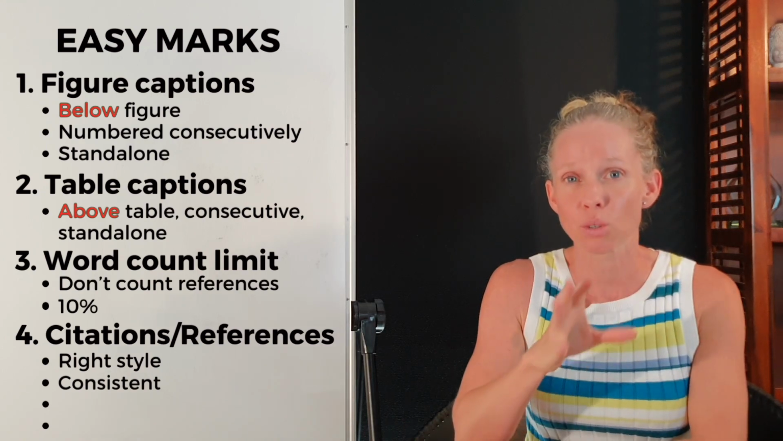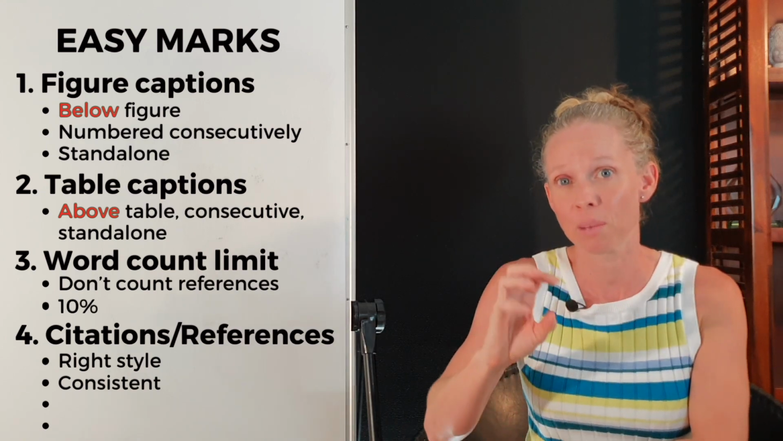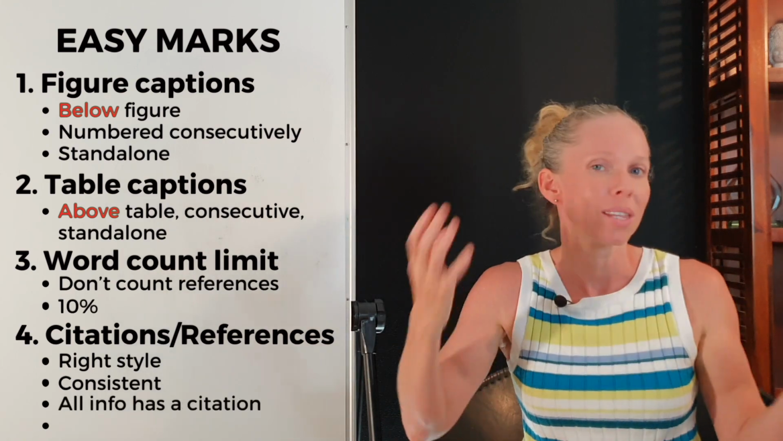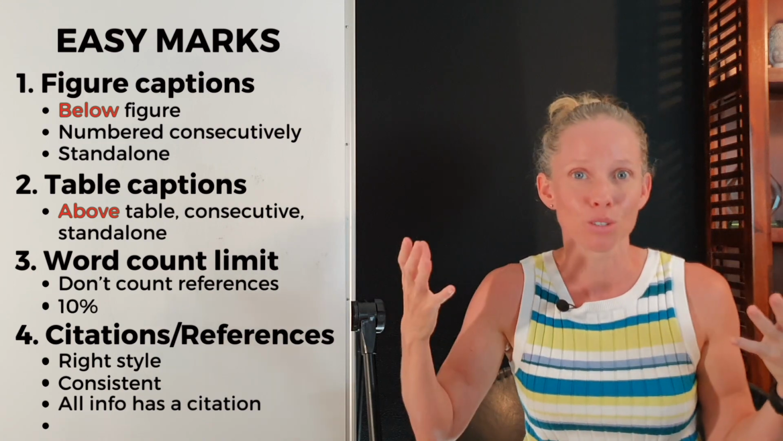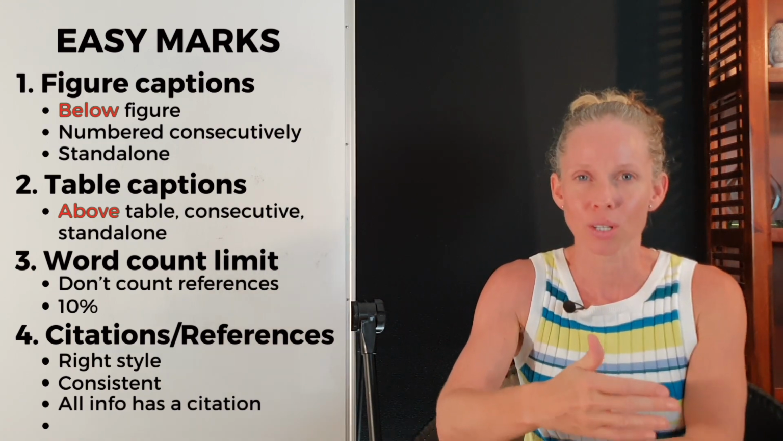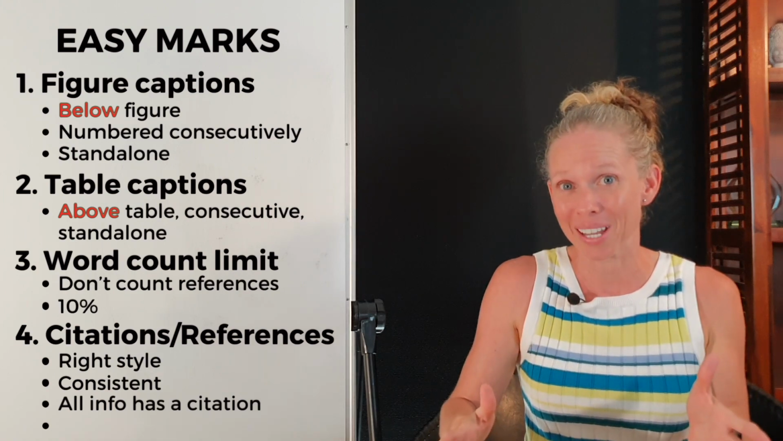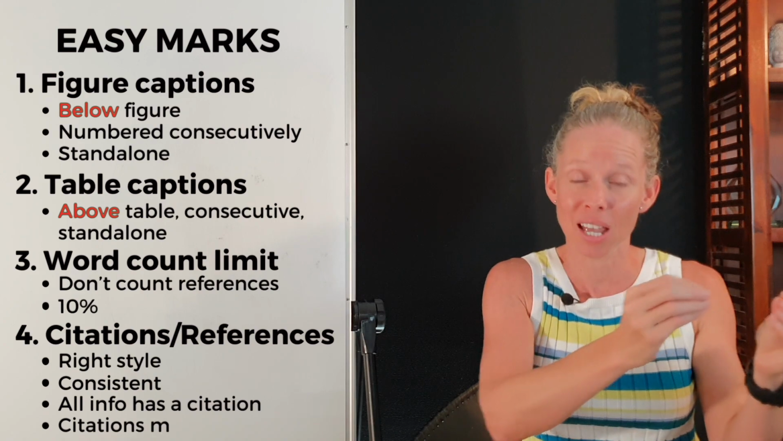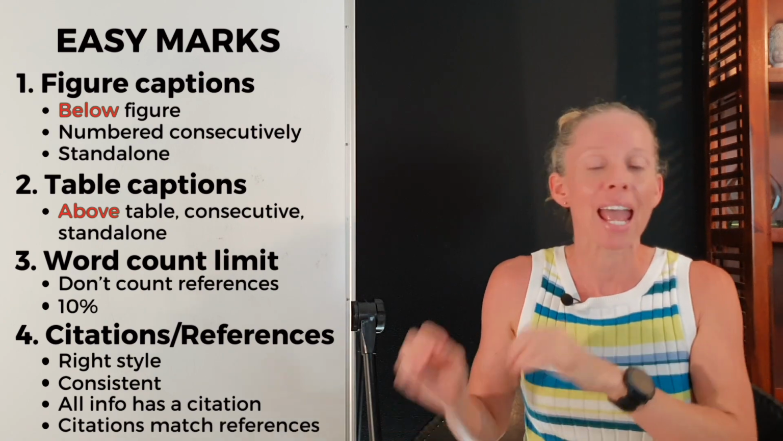Then you need to make sure that everywhere that you have a piece of information from somewhere else, that you do have a citation, that you haven't just put in this piece of information without a reference to where you got it from. You need to provide that data, that source information. And then the 4th component of making sure your citations and references are correct are making sure that for every citation you have in text, that you have a reference for it, and vice versa.